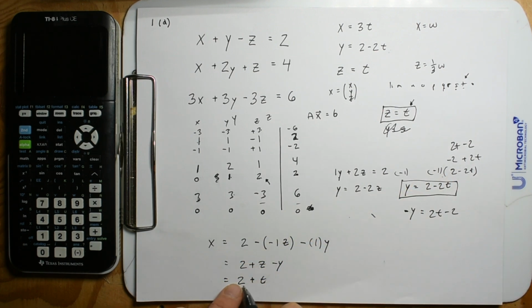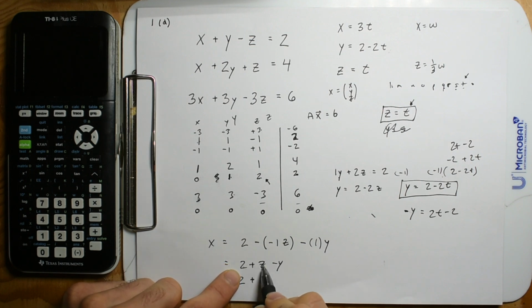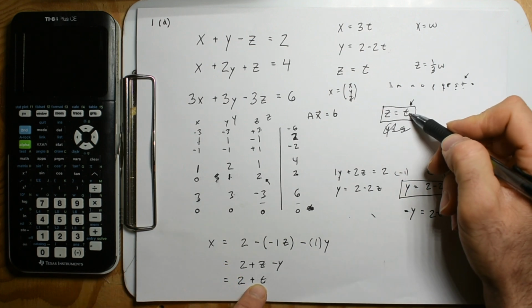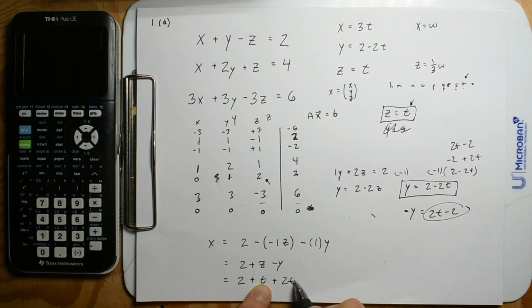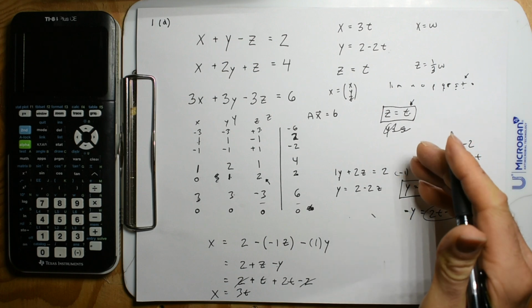Okay, so now I have 2 plus z, that's 2 plus t, and then this minus y is just that. So I'm going to add 2t minus 2. This is going to be just 3t. These 2's cancel, and I get 3t. And there you go. So this is going to have an infinite amount of solutions.